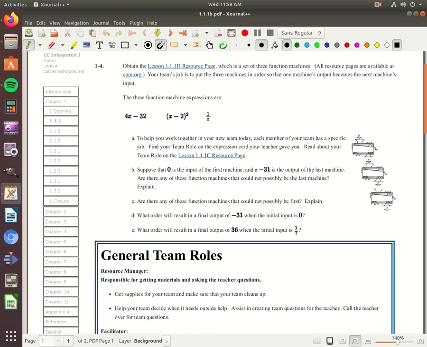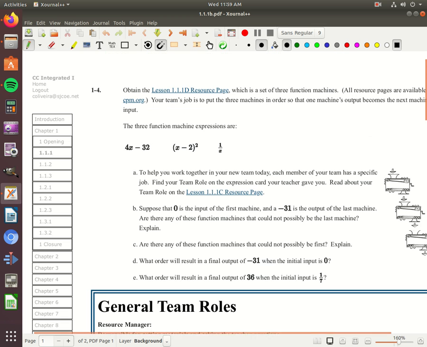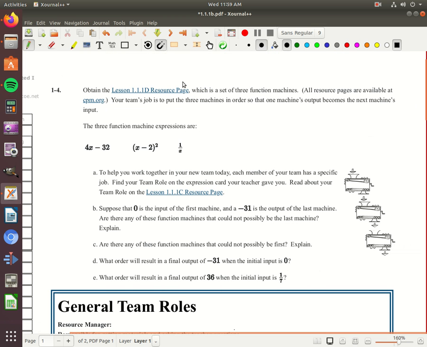Okay, so on 1-4, it says obtain resource page 11D. It just kind of looks like this, and actually, I think I don't know. This might actually be the jobs, and 11C might be the team roles. 11D just looks like these function machines. So we don't really need that, honestly.